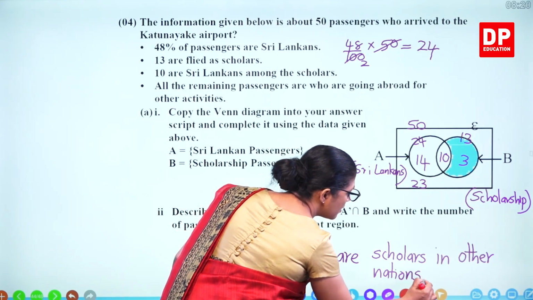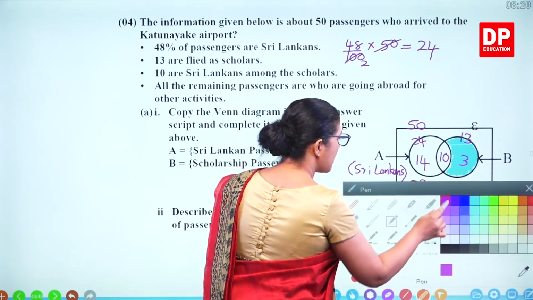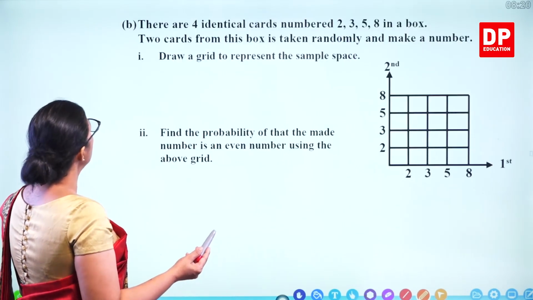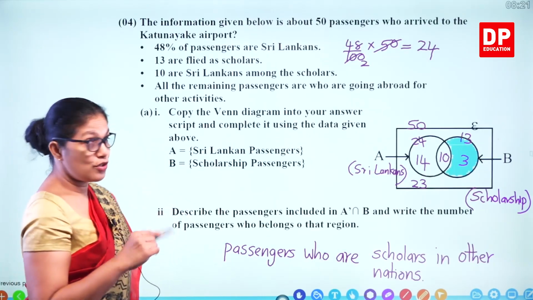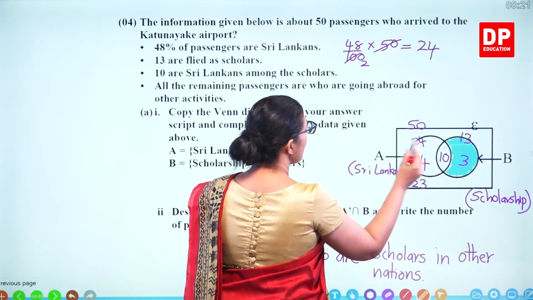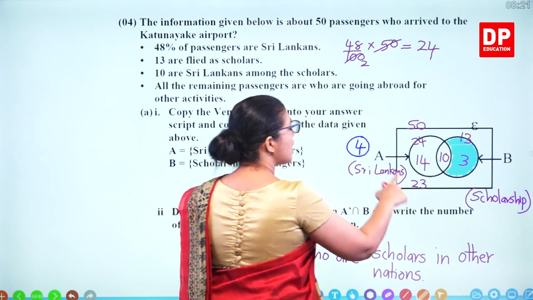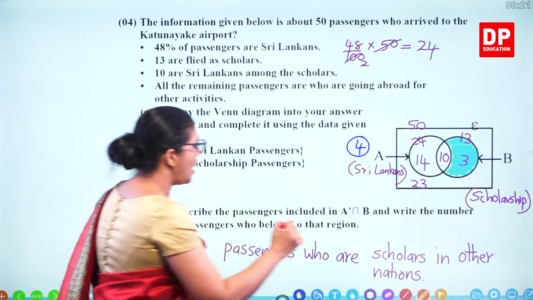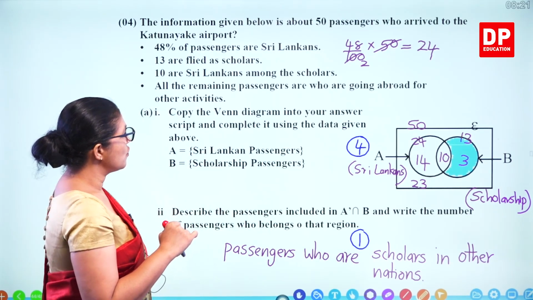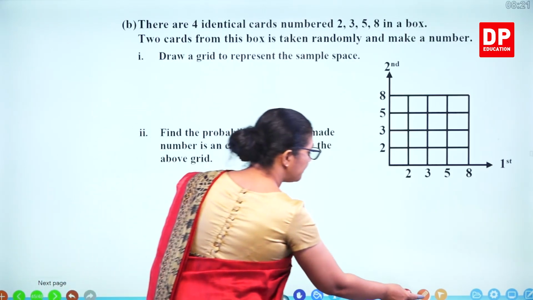That means not Sri Lankans. So how many marks can you get up to this point? Do we get another part for A? No, we get only 2 parts for A. So we can give 4 marks for completing the Venn diagram and 1 mark for writing this region. So 5 marks. And we'll see part B.